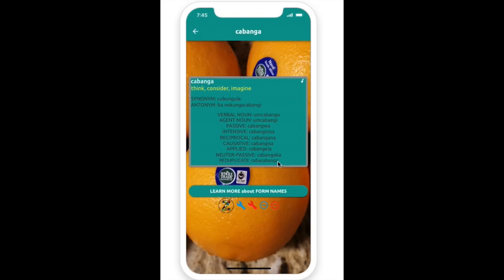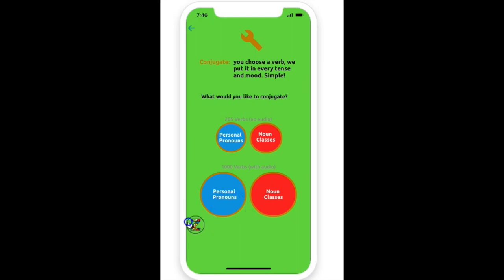Reduplicate, cabanga cabanga means think gradually over time, or repetitively think gradually over time. Very unique feature to the Zulu language. And that's the Zulunomics app.